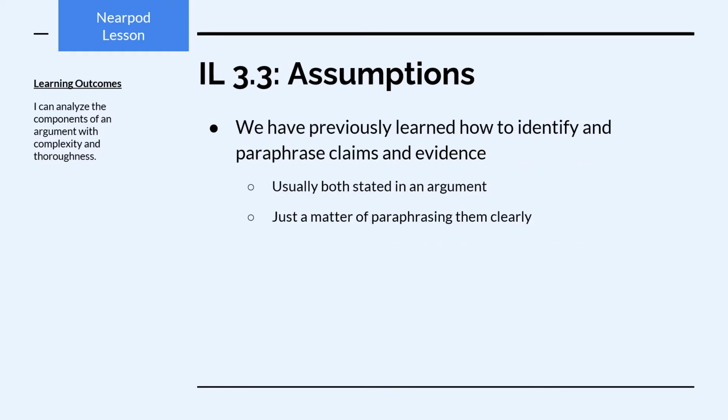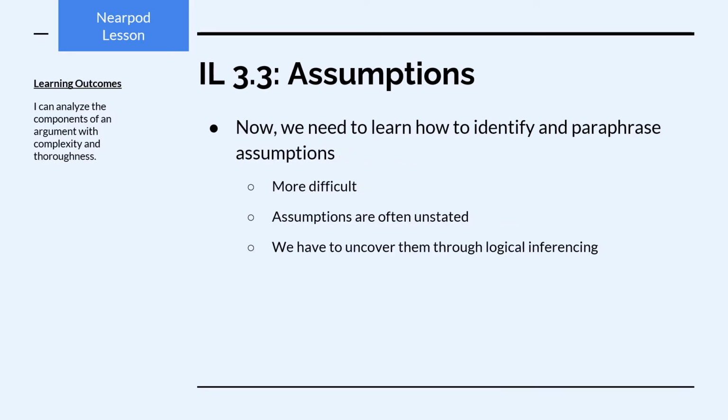Previously, we learned how to identify and paraphrase claims and evidence. Again, the claims and evidence are usually both stated in an argument, and it's just a matter of paraphrasing them, rewording them so that they're clear to our understanding. Now we need to learn how to identify and paraphrase assumptions. This is a little more difficult because assumptions are often unstated in written arguments. So we have to uncover them through logical inferencing.